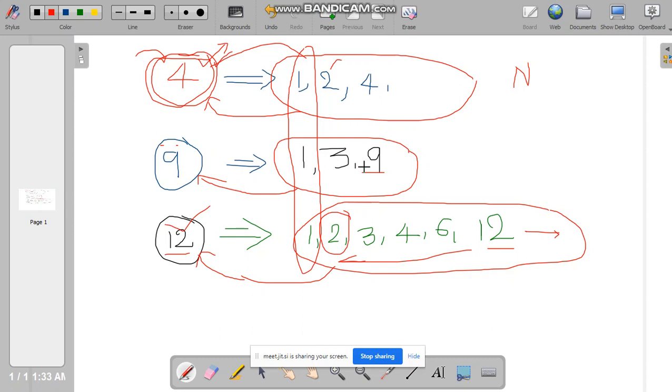Now just note it down from the screen. What is there on the screen? Please note it down. Factors, keep the heading as factors. Keep the heading as factors and write it.